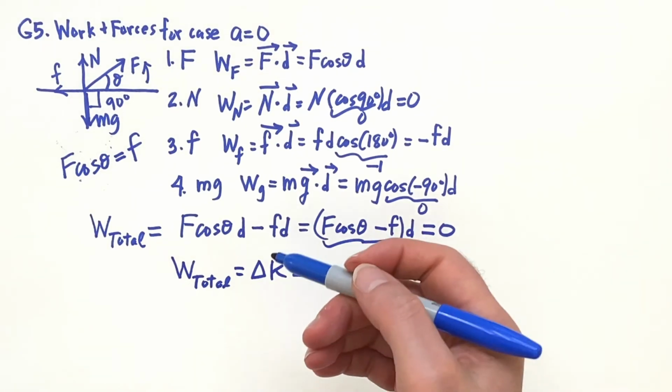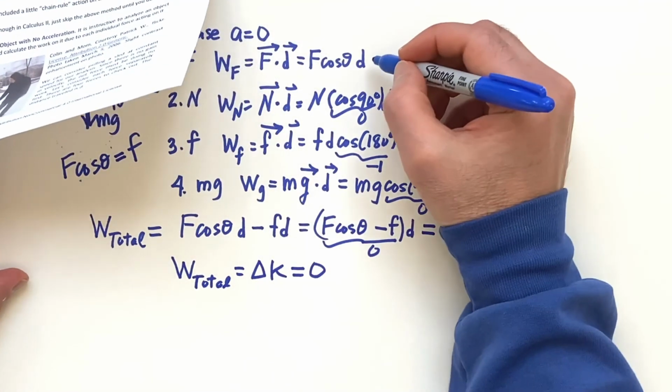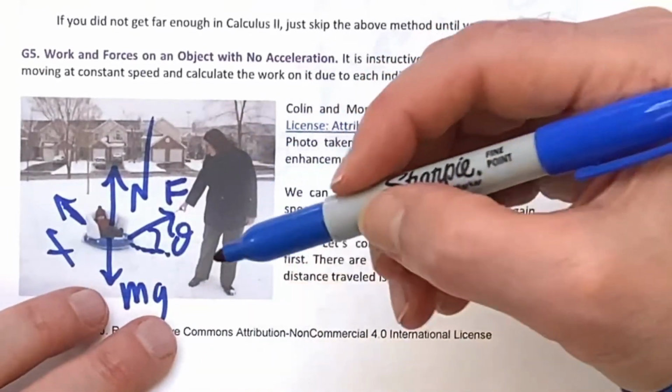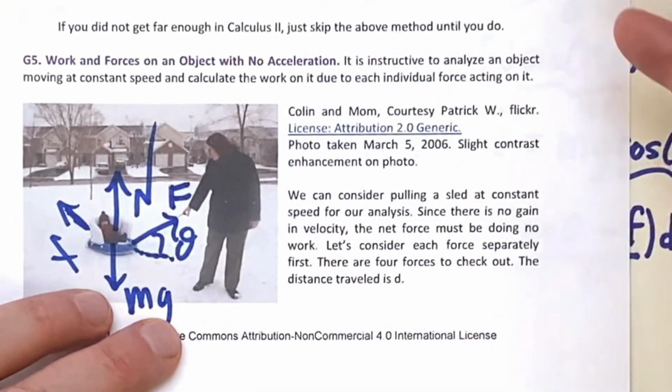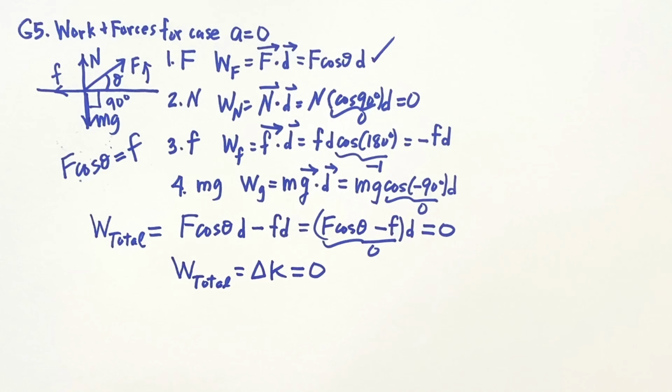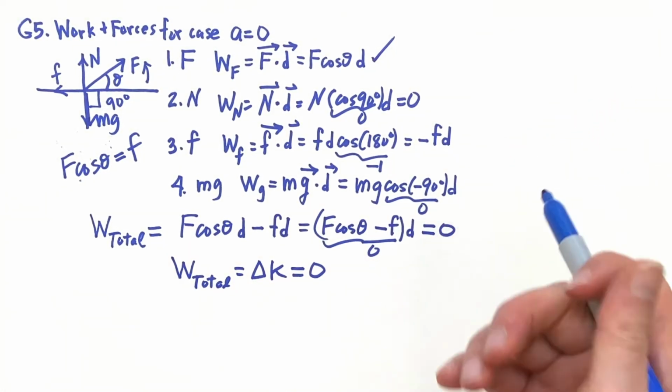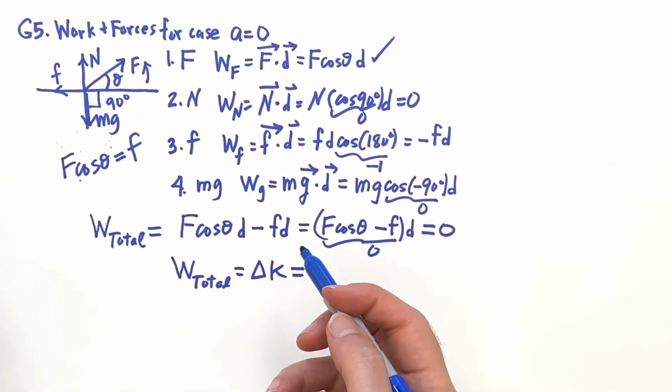Now, the mother is doing work. Sure, the mother is doing work, so if you want to know what the mother is doing, you have one of the four things. But since there's no acceleration, the total work done is 0.